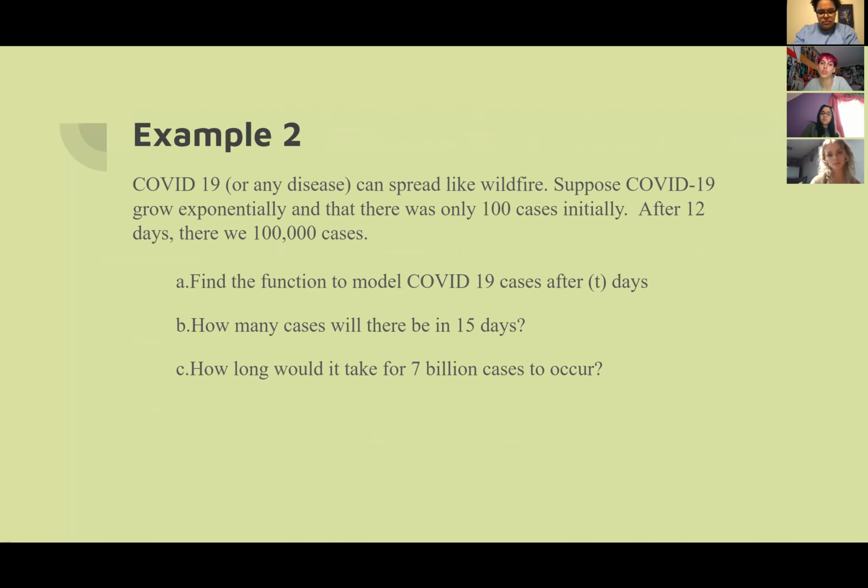So example 2 was our given project problem. It states COVID-19 or any disease can spread like wildfire. Suppose COVID-19 grows exponentially and there were only 100 cases initially. After 12 days, there were 100,000 cases. Find the function to model COVID-19 cases after t days. So that has to be our first step. And then for B and C, we can use the function from step A to solve. So then we're going to look at how many cases there were after 15 days and how long it would take for 7 billion cases to occur.